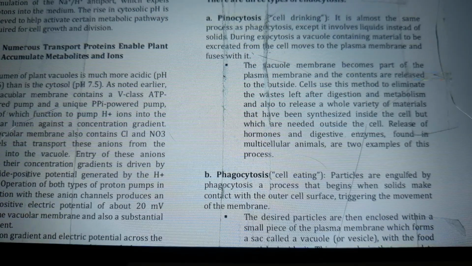There are 3 types of endocytosis. A. Pinocytosis, cell drinking. It is almost the same process as phagocytosis, except it involves liquids instead of solids.